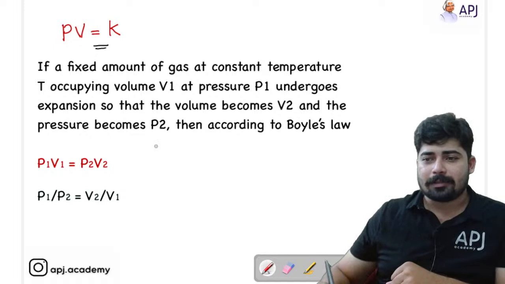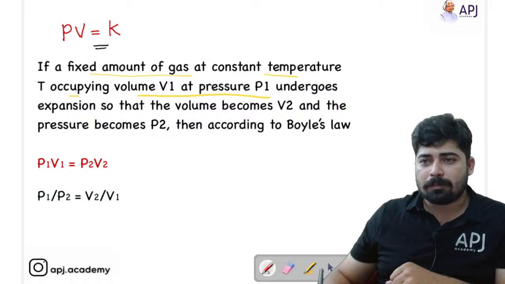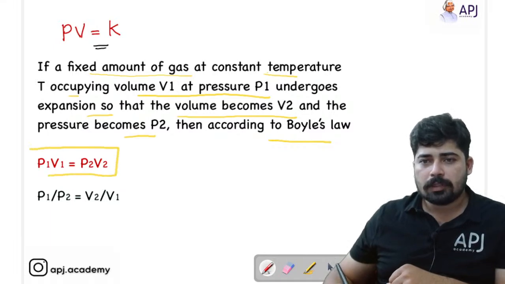It means that a fixed amount of gas at constant temperature T, occupying volume V1 at pressure P1, undergoes expansion so that the volume becomes V2 and the pressure becomes P2. Then according to Boyle's law, P1 V1 equals P2 V2. What does that mean?